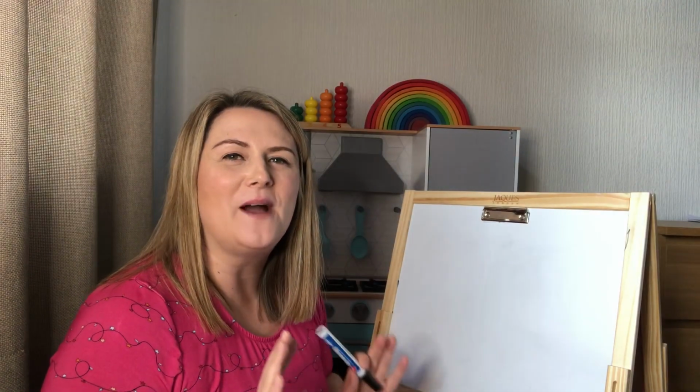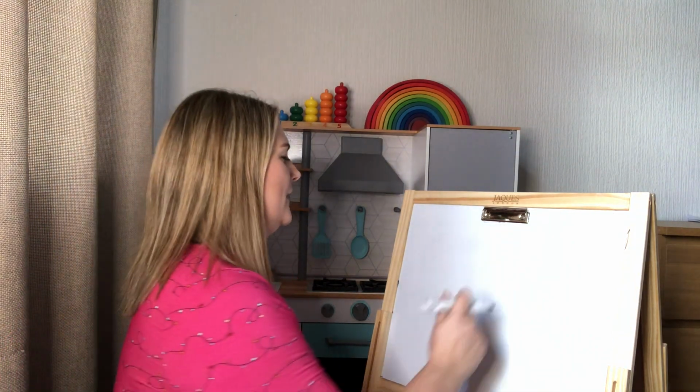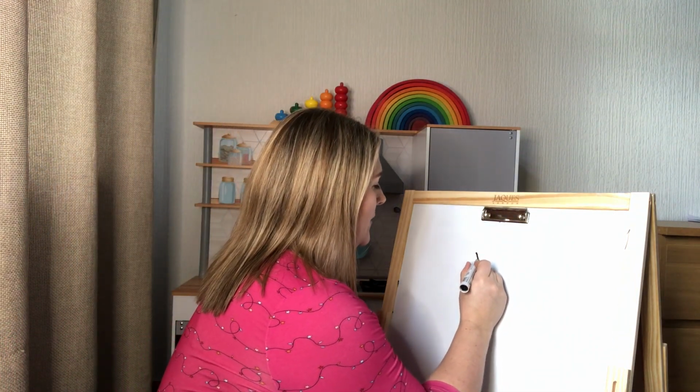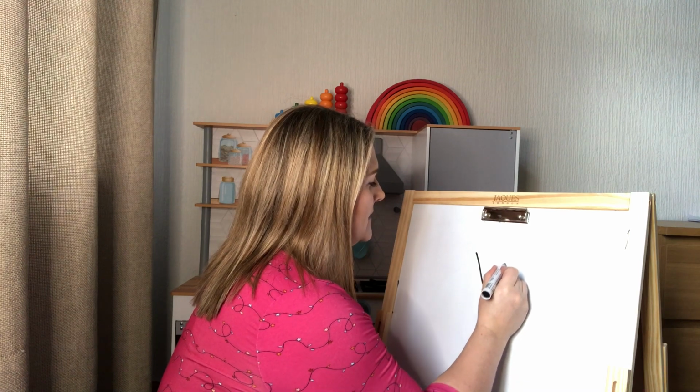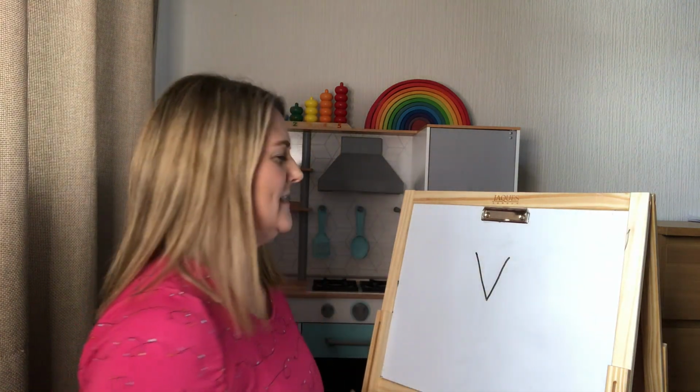Okay, so we're on to our final family of letters now. These are our zigzag monster letters. So, are you ready? We're going to start off going down the vulture's wing, back up the other side. V for vulture. Easy peasy, that one.